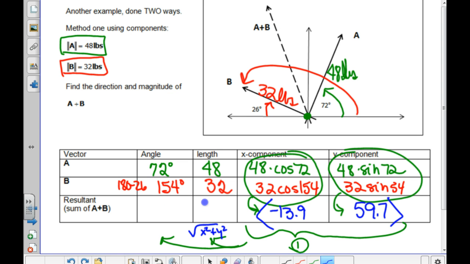Anybody get a length? Okay, even on my picture, I made it look longer than either of the other two, right? It's 61.3 pounds. And then how do we find the resultant angle, the direction?